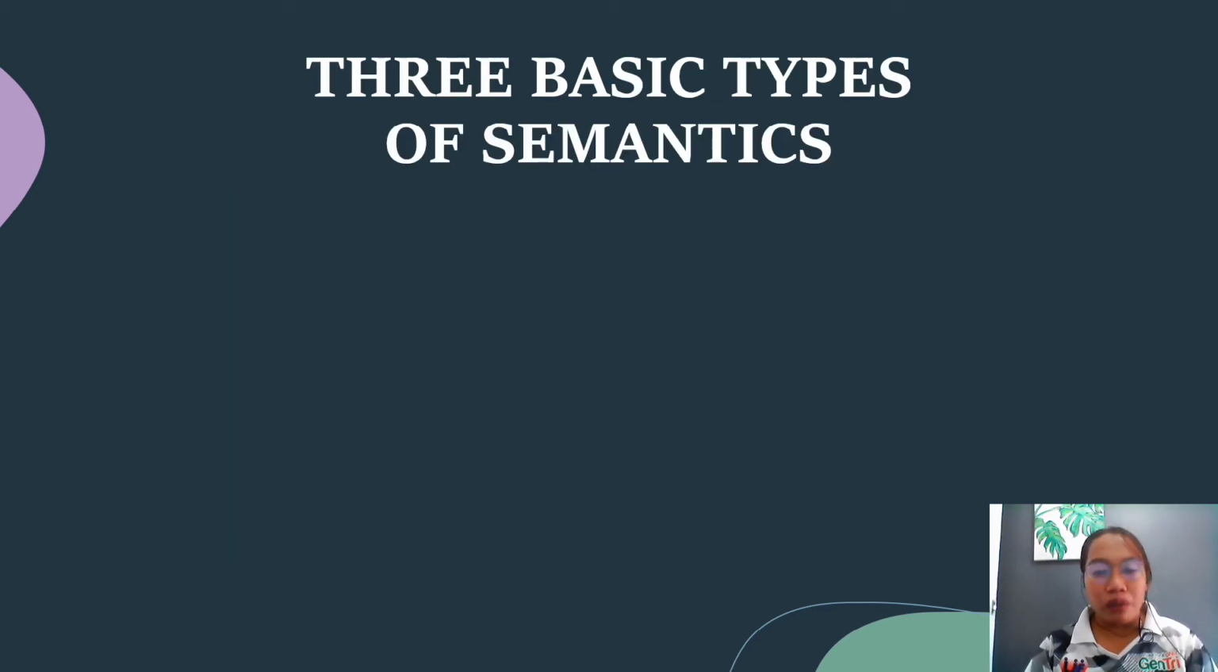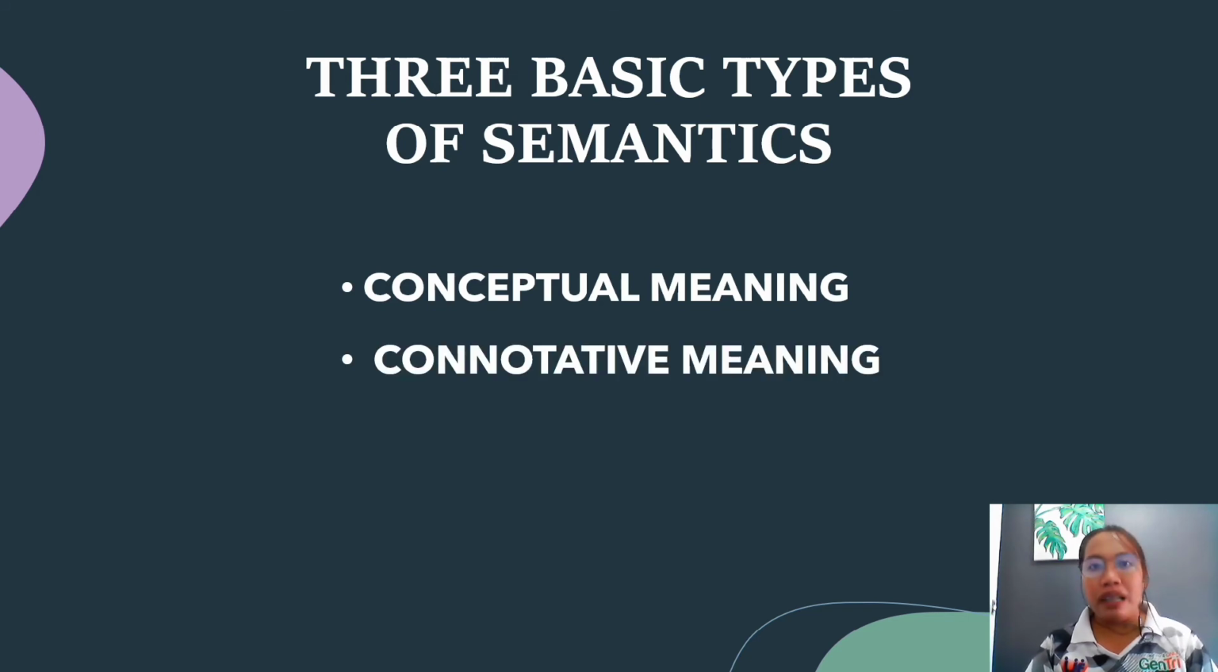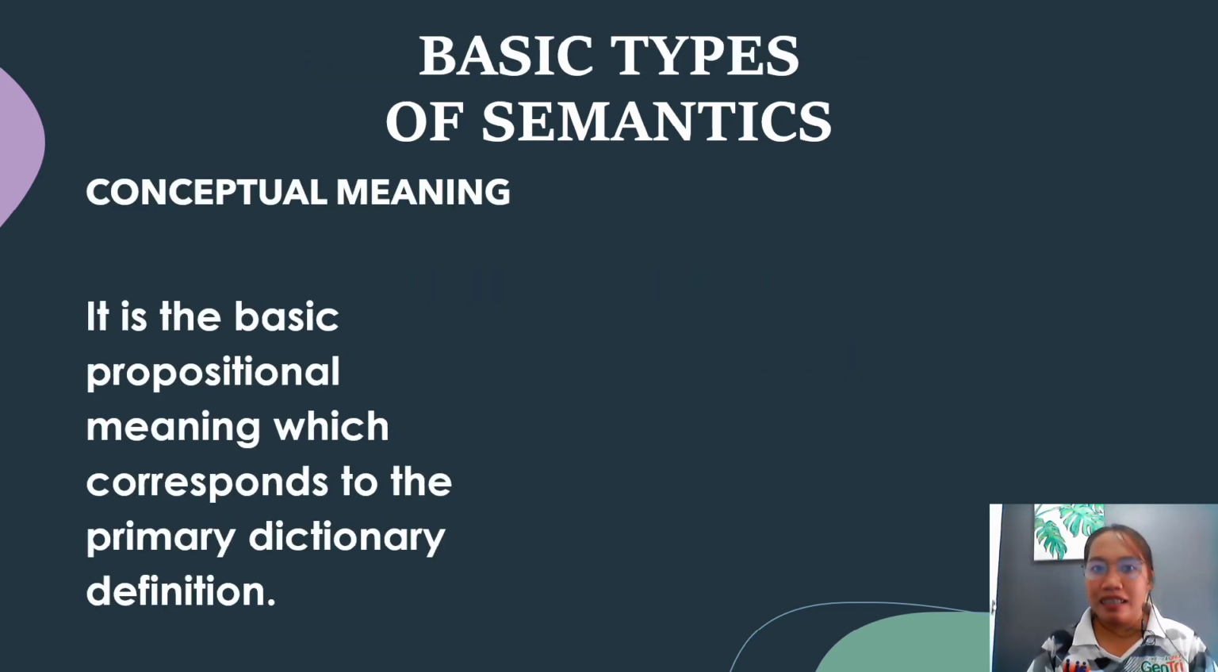Language has a unique role in conveying meanings. Meanings are considered to be the soul of semantics, and today we're going to discuss three basic types of meanings. These are conceptual meaning, connotative meaning, and social meaning. What Geoffrey Leech 1981 calls conceptual meaning is the same as what other scholars call denotative, designative, cognitive, or descriptive. It is also called logical meaning. It is the basic propositional meaning which corresponds to the primary dictionary definition.